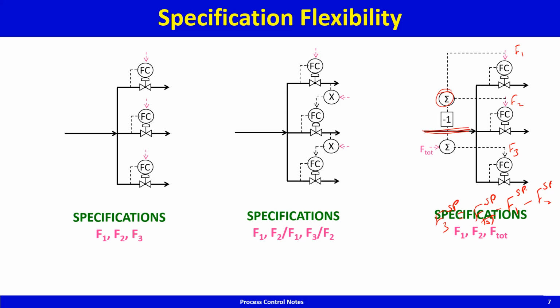So the specifications are F1, F2 and F dot. There are other possibilities, infinite possibilities. I've just shown 3 of them.